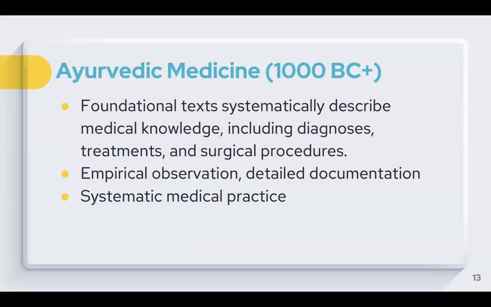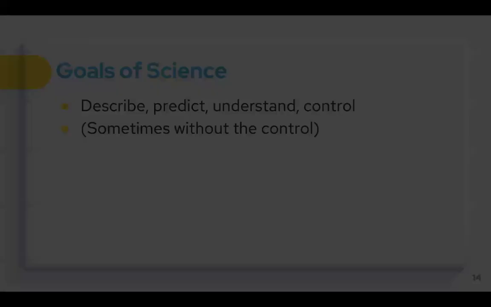Ayurvedic medicine is a kind of medicine with a long-standing history in India and surrounding countries. India has a lot of Ayurvedic texts that describe their medical knowledge over the course of thousands of years: diagnoses, treatments, even surgical procedures. They used empirical observation. In other words, empirical means that they're using their senses to examine what's happening. I saw it with my eyes, I heard it with my ears, etc. And pretty detailed documentation. And so that's another example.